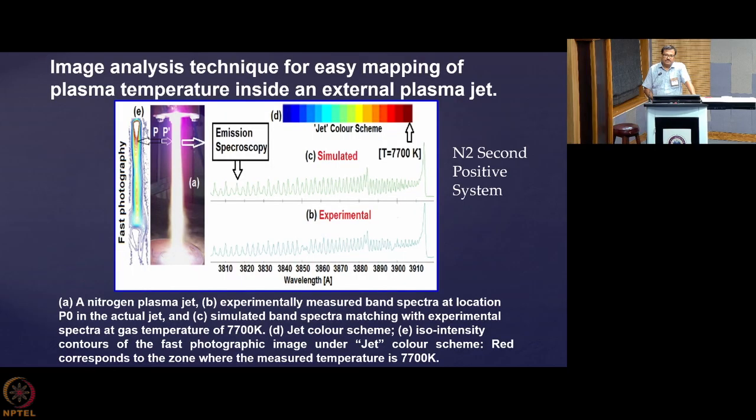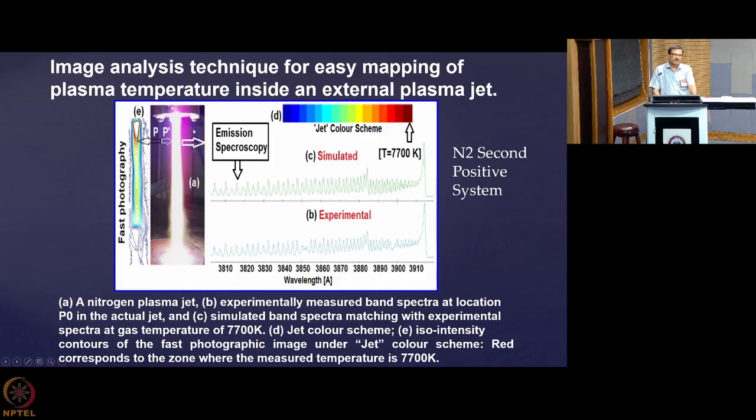So now I come to a practical example. This is a nitrogen plasma jet emanating from an arc plasma device. This is the nozzle exit, plasma is coming out, and this setup is actually a diagnostic setup to understand the enthalpy profile from the heat flux that is recorded using a calorimeter.